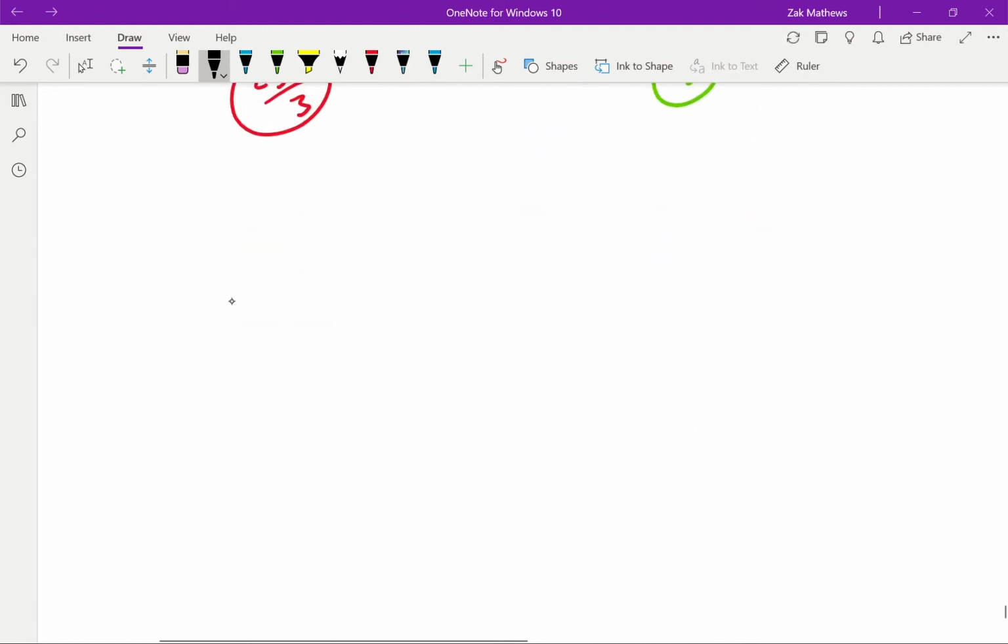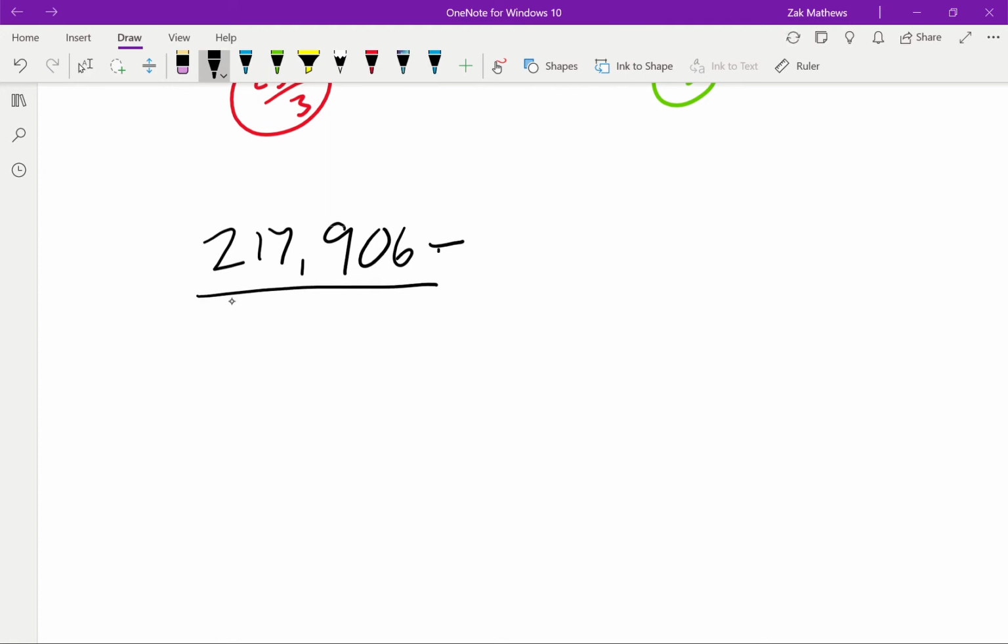So I'm going to make up a stupidly large number, 217,906 pi over 5. Now, if I wanted to plot this, I obviously can't look at this and know where it's going to be. And I could start subtracting 2 pi's, but I'm going to be at this for a while. This does not seem very efficient to me.